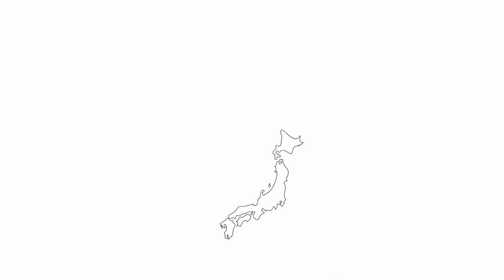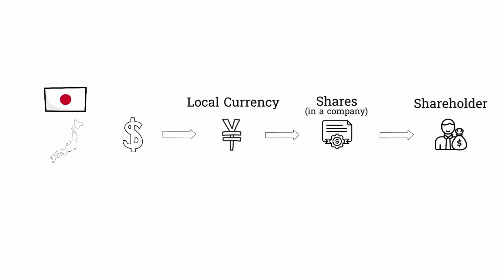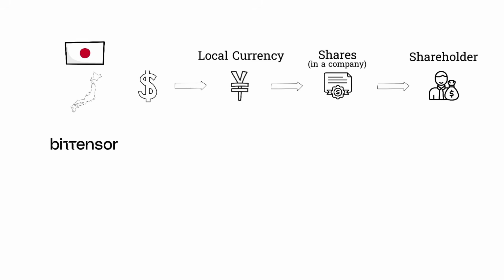Let's say you want to buy shares in a Japanese company. You're going to have to convert your currency to the country's local currency, the Japanese yen. Once you have yen, you can use it to purchase shares in the company. And once you've purchased shares in that company, you're called a shareholder. Bittensor is no different. Let's say that you want to buy shares in a Bittensor company.